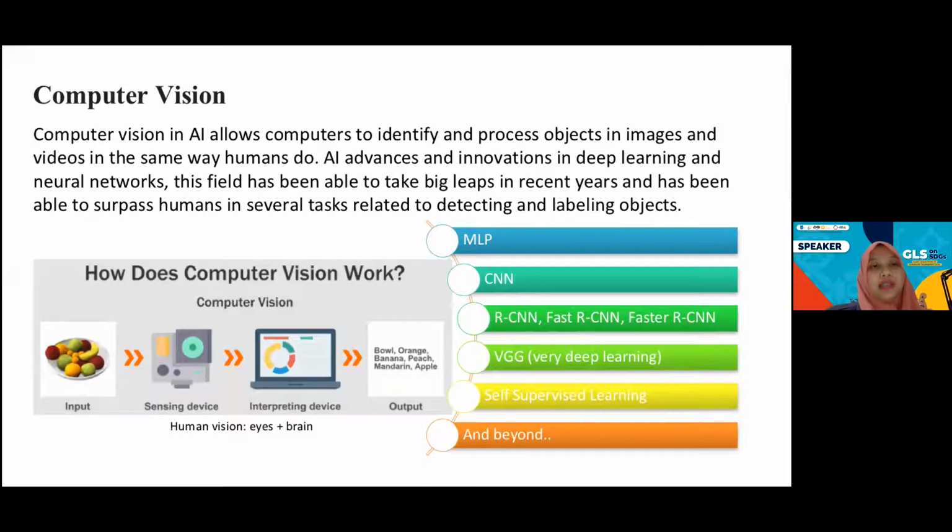And how about computer vision? Computer vision is very interesting research currently, not only for industry but also in many research fields, because in AI we have deep learning, a very deep learning method that collects many image data to make decisions or predictions. And how is computer vision implemented in industry? Computer vision identifies and processes objects in images and videos in the same way humans do. With advances and innovation in deep learning and neural networks, this field has taken a big leap in recent years and has been able to surpass humans in several tasks related to detecting and labeling objects.